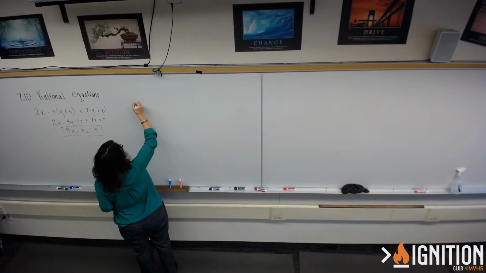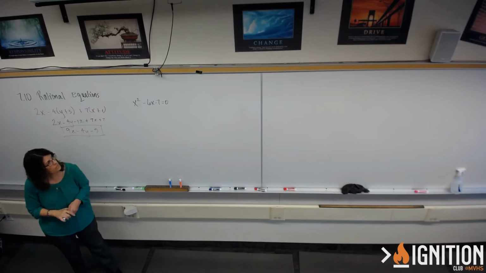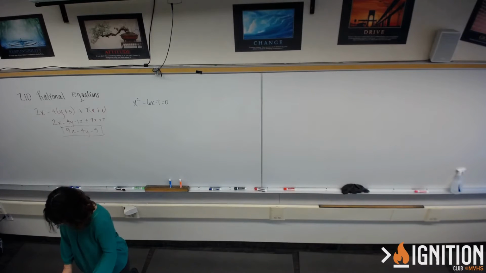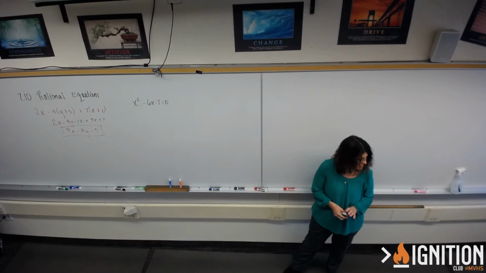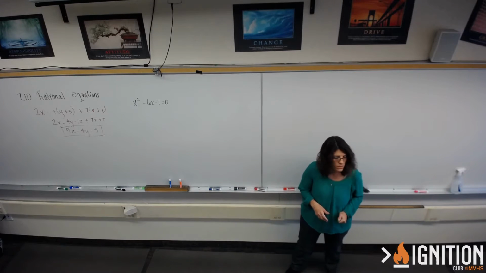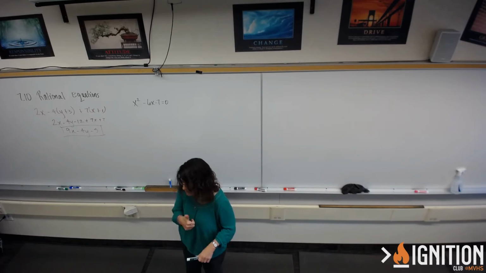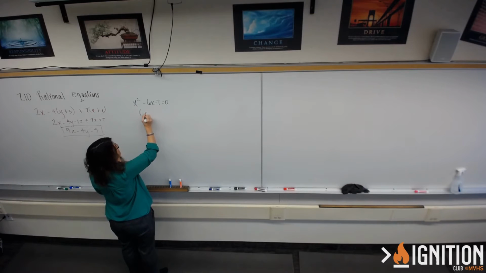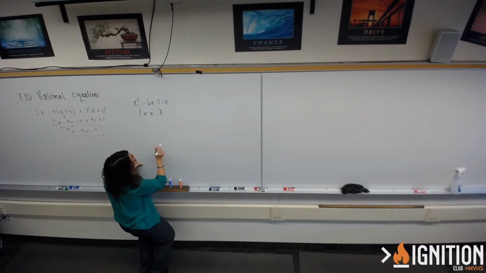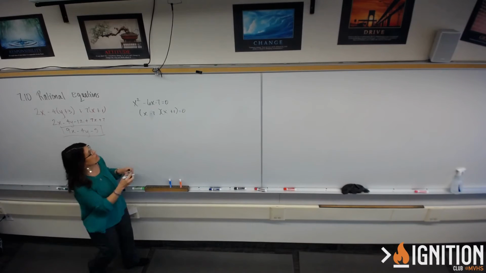So now I'm going to give you x squared minus 6x minus 7 equals 0. First step? Yes, factor, factor, factor. And this factors as x minus 7 times x plus 1. Are you done? No. What's x equal? 7.